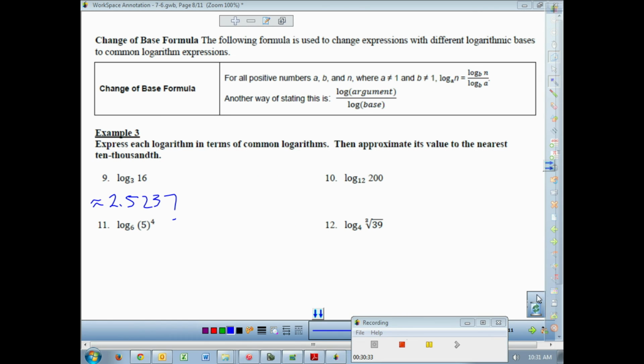Try this one. Log of 200 divided by log of 12. I keep saying base. It's not base. Sorry for my stupidity.